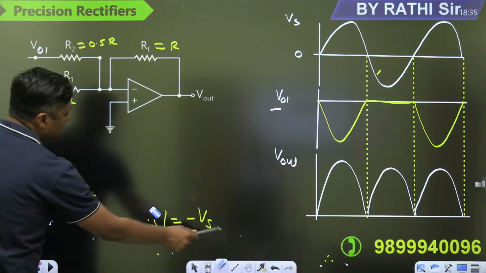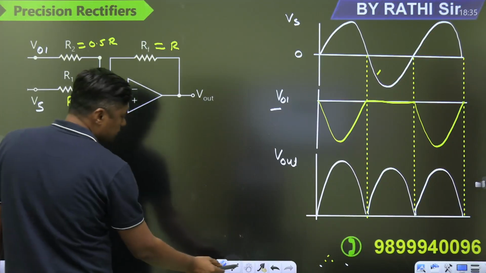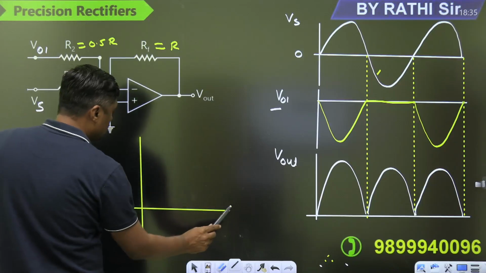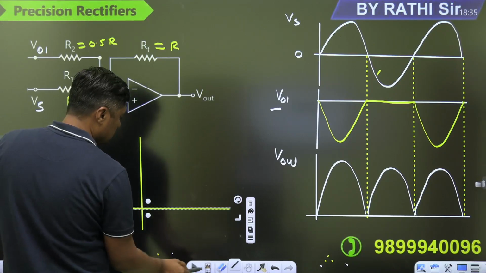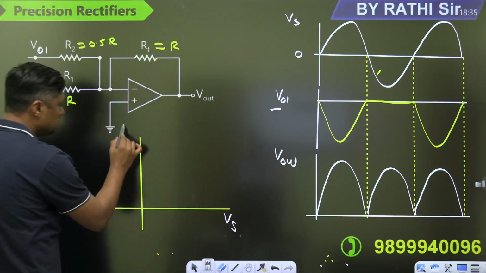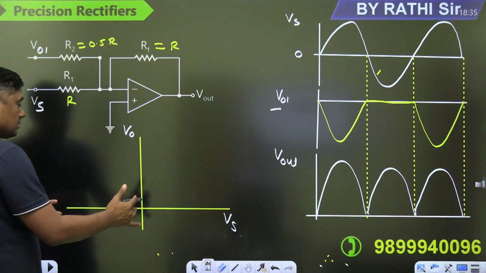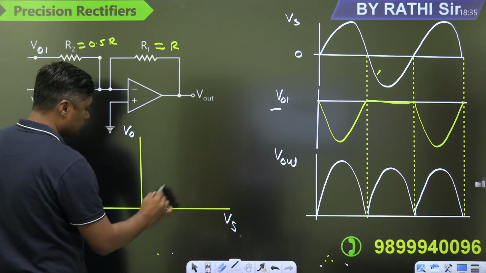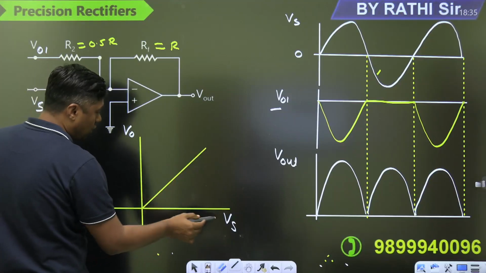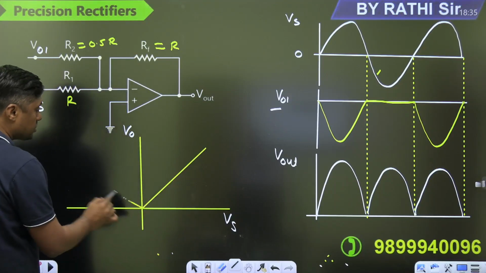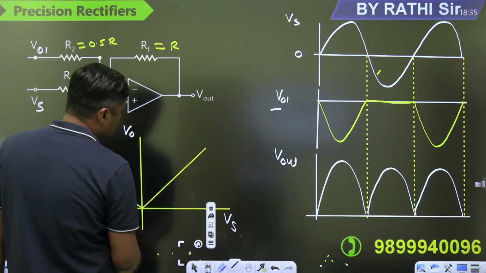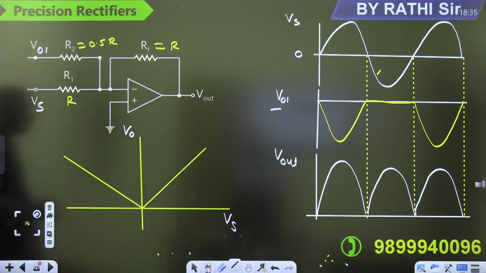What is the transfer curve for the final output? For positive half, output is exactly replica of the input. This is the output. So this is the transfer curve. And then for negative half, when the input is negative, again the output is positive. So this is the transfer curve for precision rectifier, guys. So half wave rectifier followed by the summer.